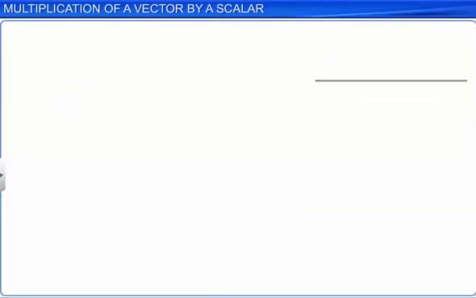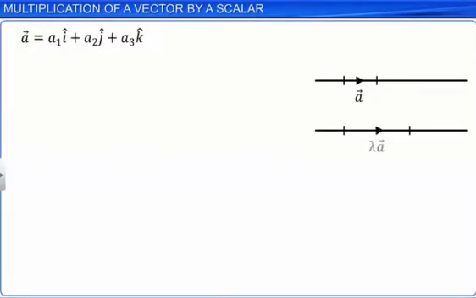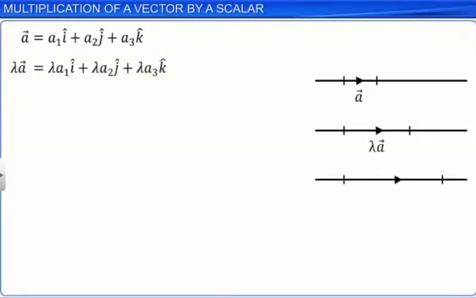Now, consider a vector A in its component form. Multiplying the given vector A by a scalar, lambda, we get another vector as shown. Now let us learn about some interesting relationships between two vectors, A and B, given in their component forms.